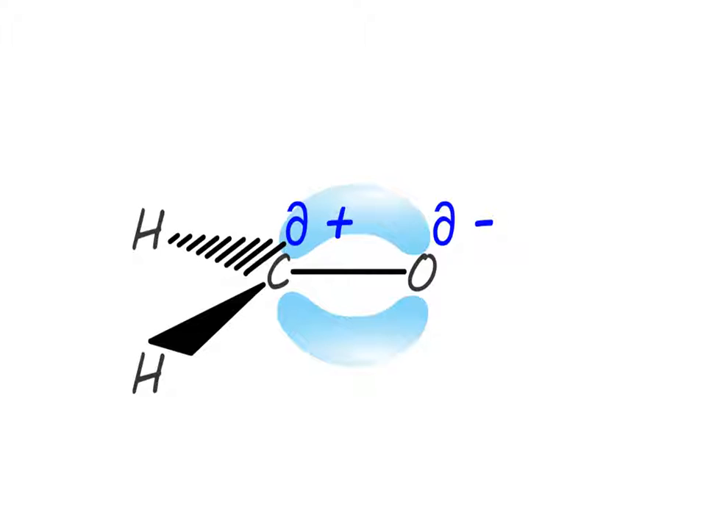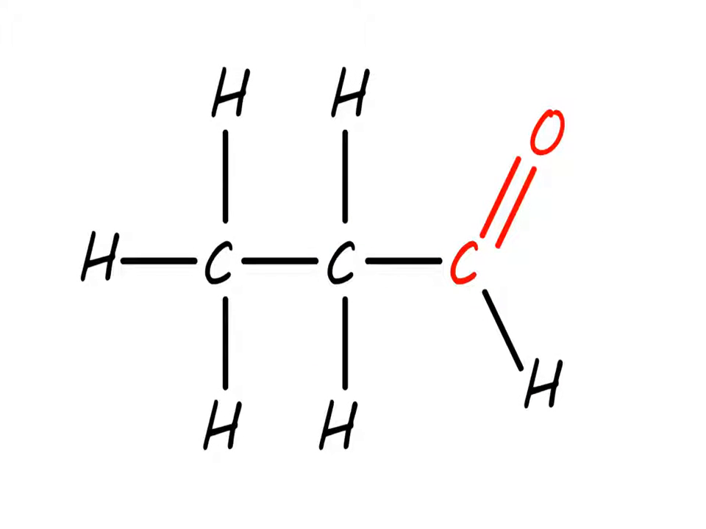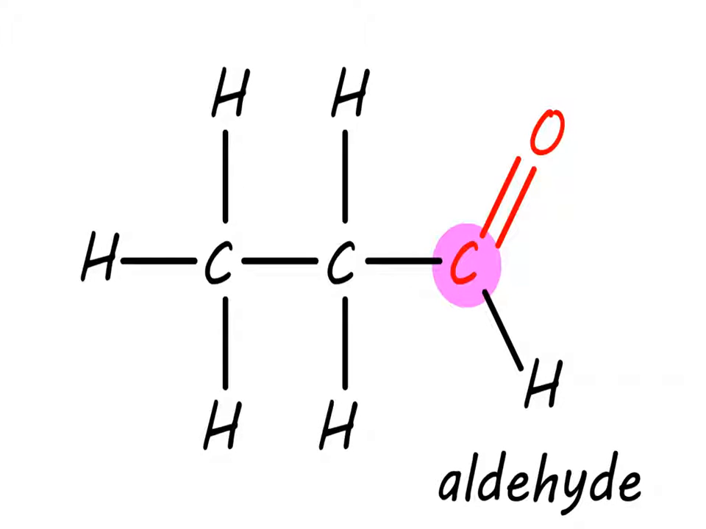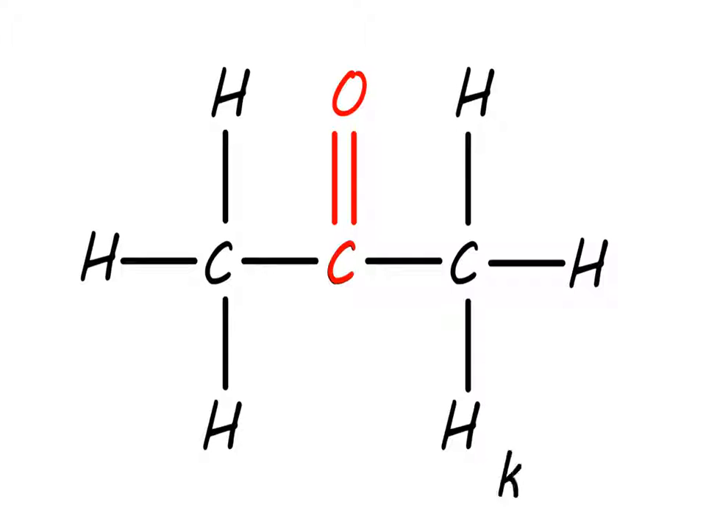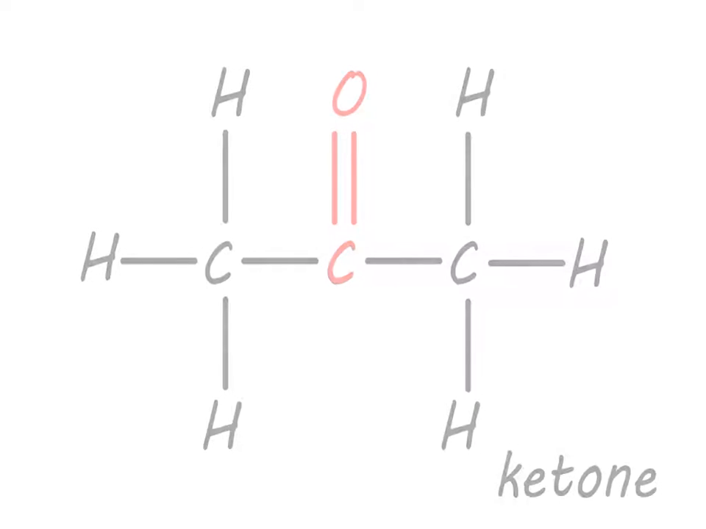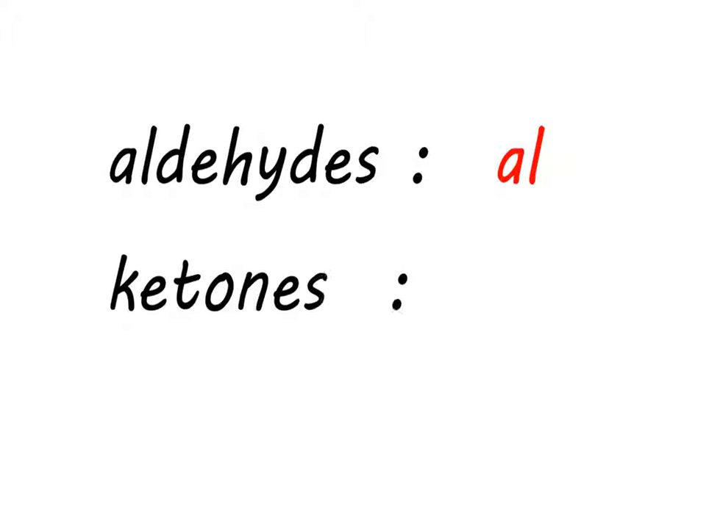Aldehydes are where the carbonyl group is on one end of a carbon chain, and the carbon that is part of the carbonyl group is bonded to at least one hydrogen. Ketones have the carbonyl group within the carbon chain, and so the carbon that is bonded to the oxygen is not bonded to any hydrogens. Aldehydes have the suffix -al and ketones -one.